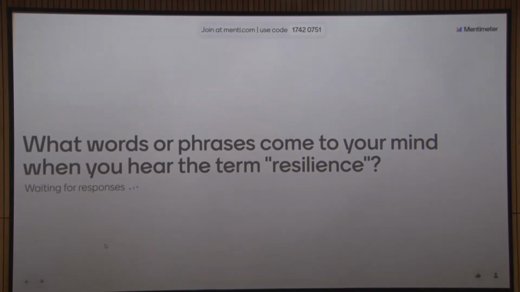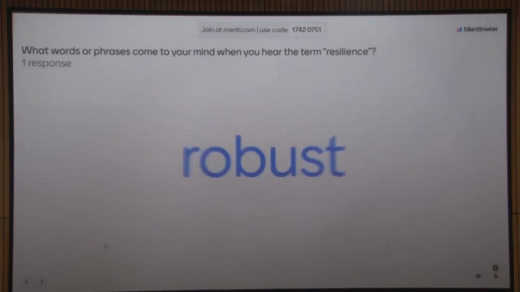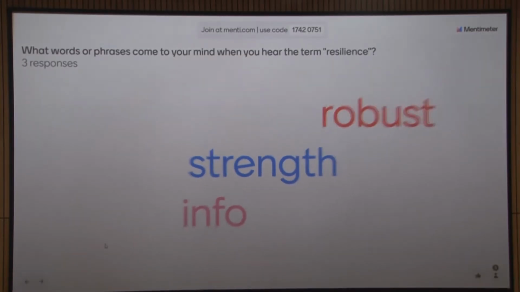So I want you to type in the phrase or the word that comes to your mind when you hear the term resilience. Resilience is a term that we'll be using a lot. So tell us what you think, what comes to your mind when you think of resilience.